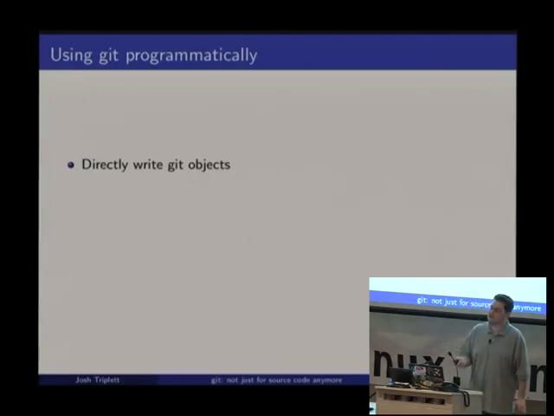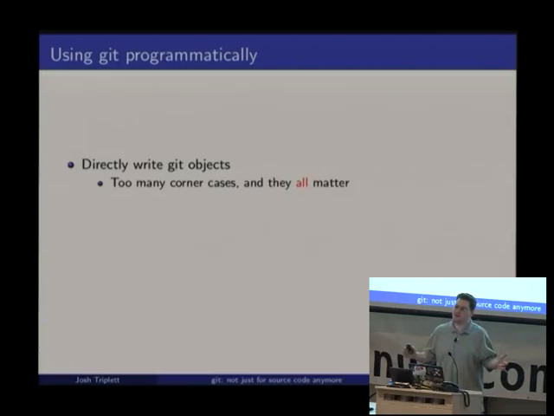Now, after hearing the early part of this talk or other references for how Git repositories are structured, you might be really tempted to directly write Git objects to the repository because, hey, there's only 4 types of them. The formats are reasonably well documented. Yeah, don't do that. There are way too many corner cases, and unlike a lot of times, all of those corner cases matter and are used in real repositories.